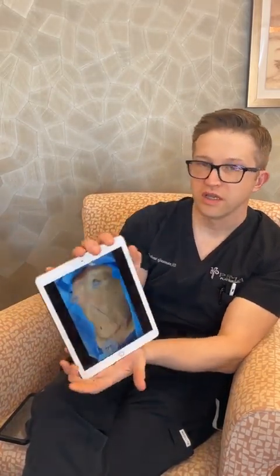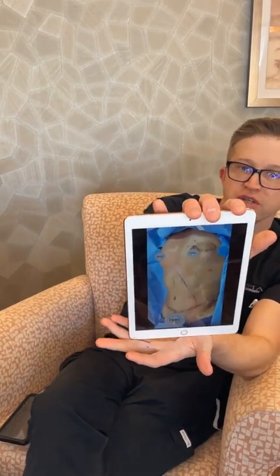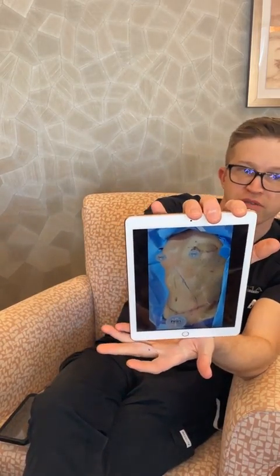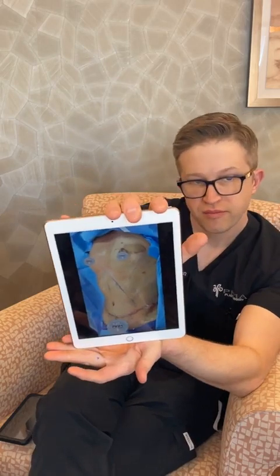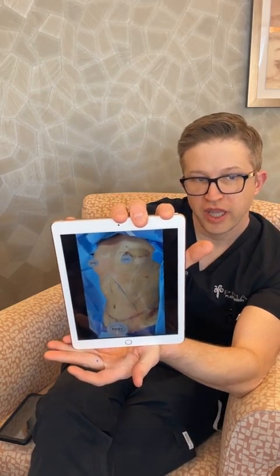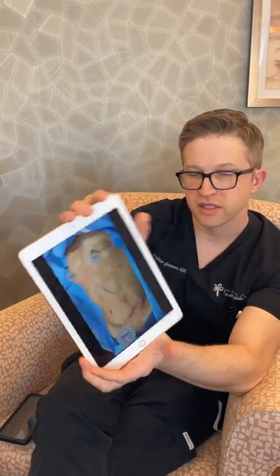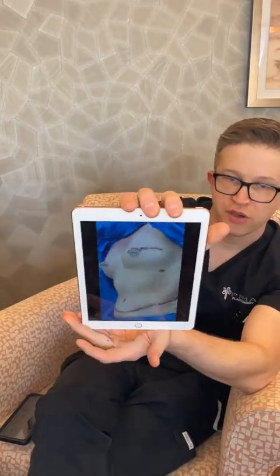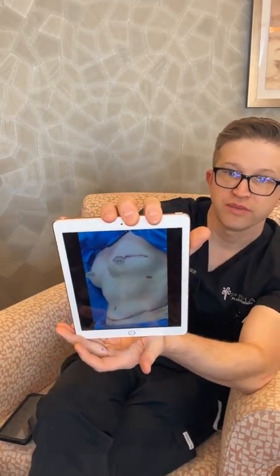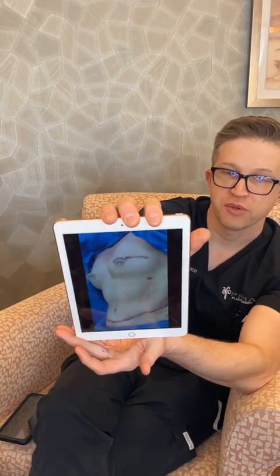And here's an individual at the start of their second stage where they still have skin islands. And we're able to get a significant amount of volume to change the overall breast contour with a considerable amount of fat.